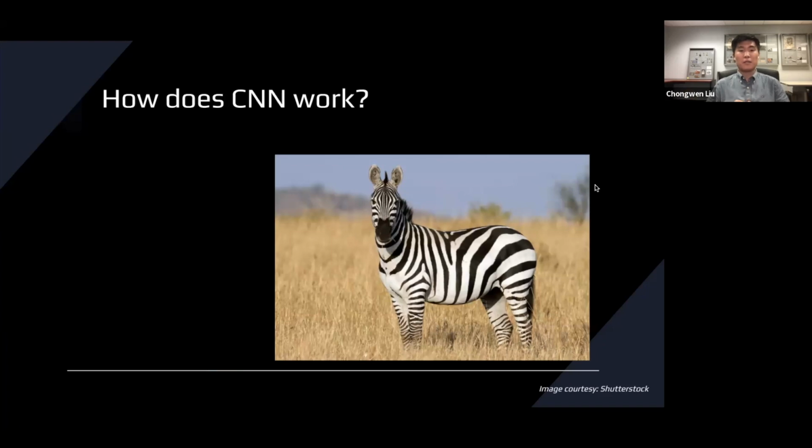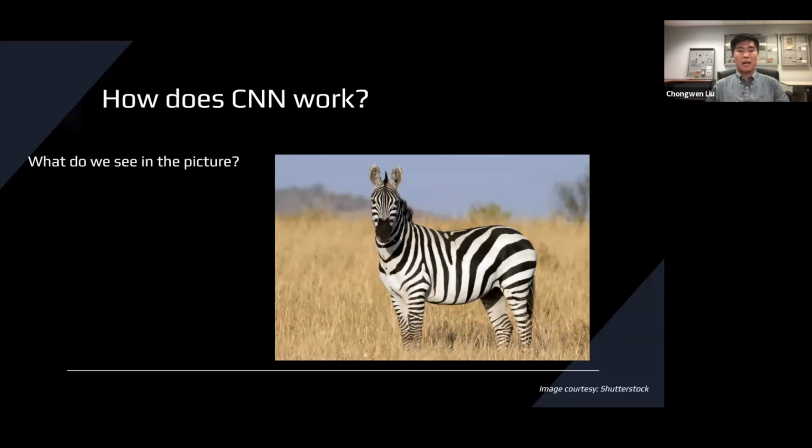Next, I'm going to talk about how CNN works, which is almost exactly the same as how we as humans see and recognize objects. So first of all, let's take a look at this picture and ask ourselves some questions. Number one, what do we see in this picture? Obviously, in the front of the picture, we see a zebra. Maybe we can also recognize the background, that it is located in grasslands.